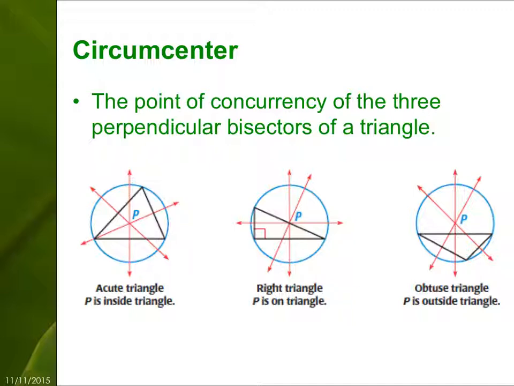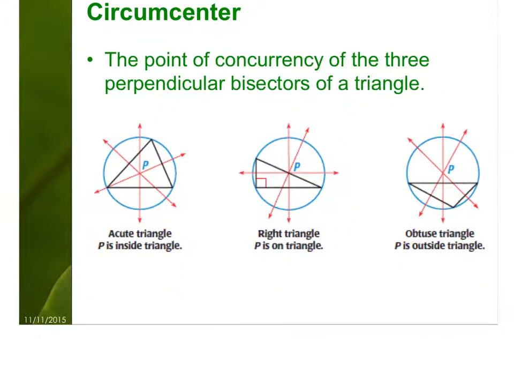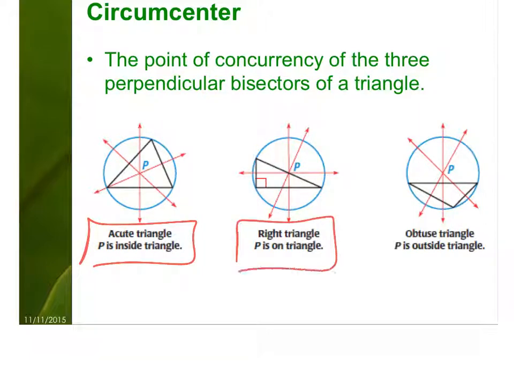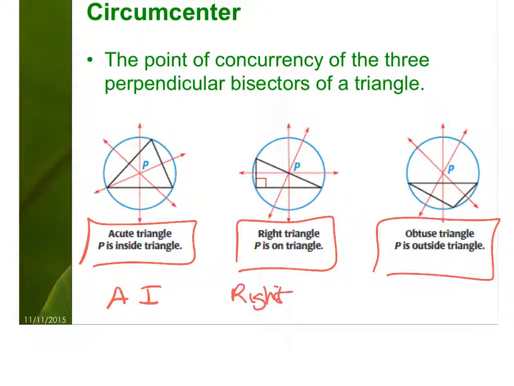Maybe you can come up with a little acronym to remember, so knowing where they're located is going to be important for you. When it's an acute triangle, it's going to be inside, maybe two vowels, AI. When it's a right, it's right on. And when it's obtuse, OO, obtuse and outside. Whatever is going to help you remember where this circumcenter occurs.